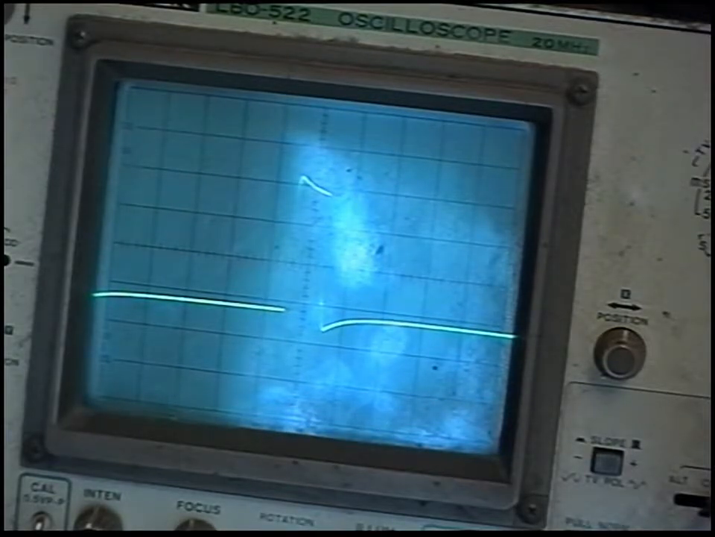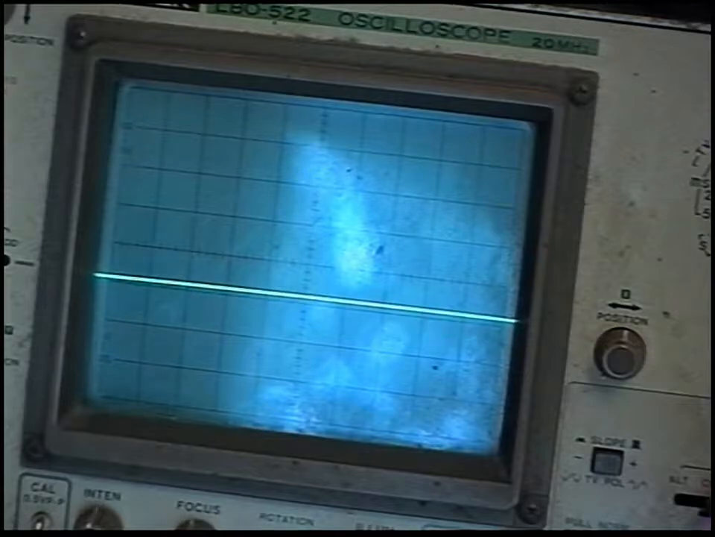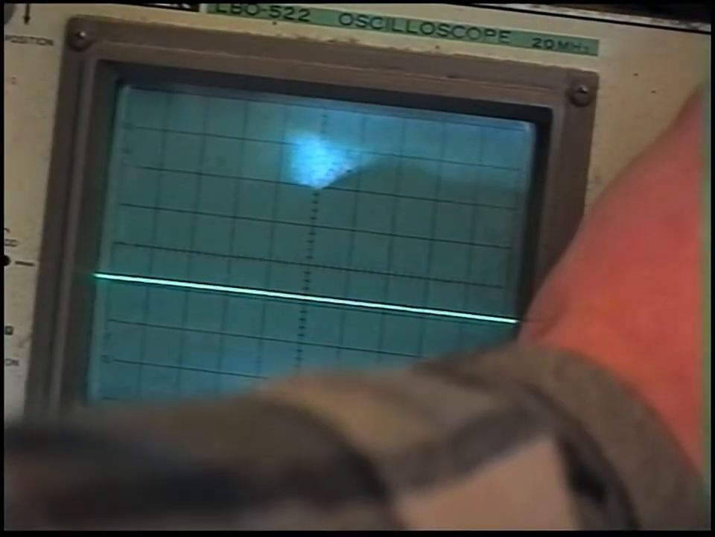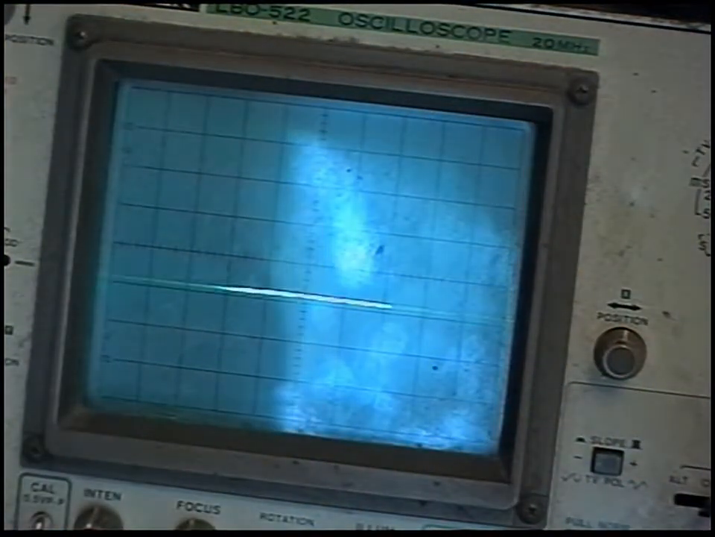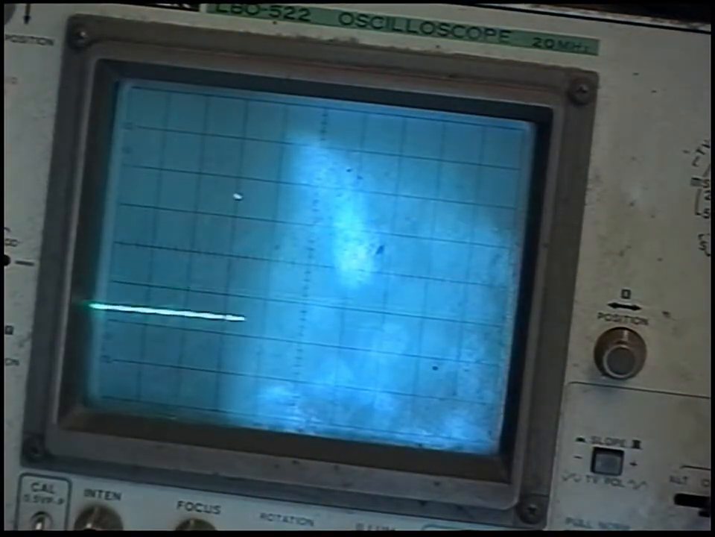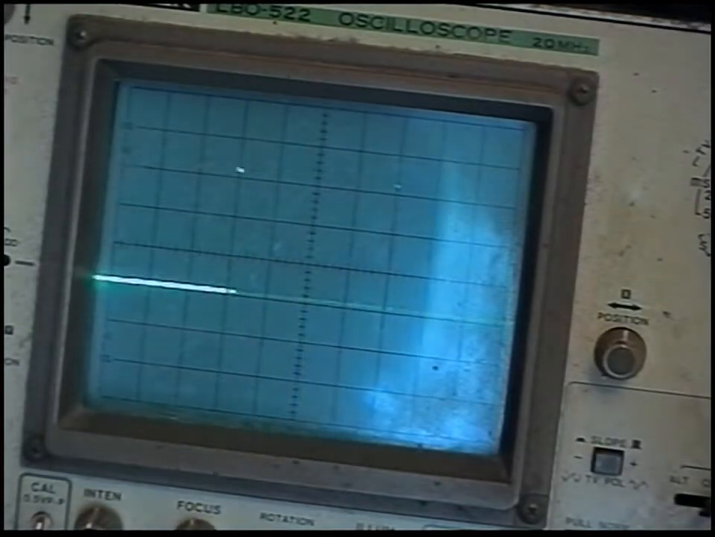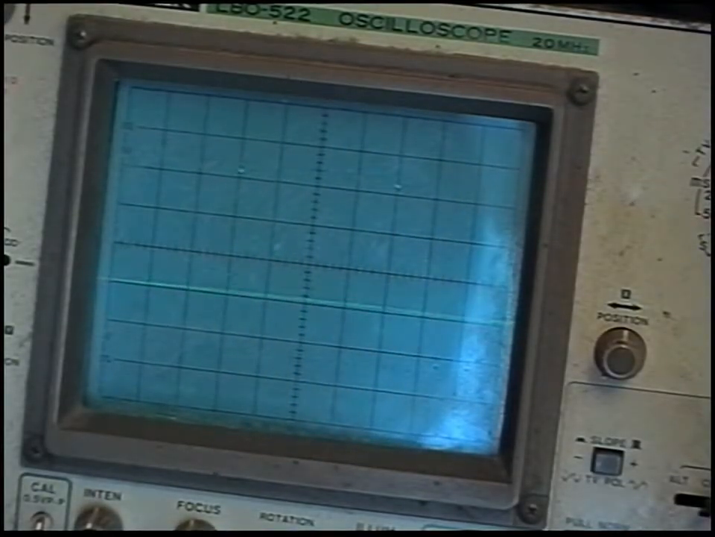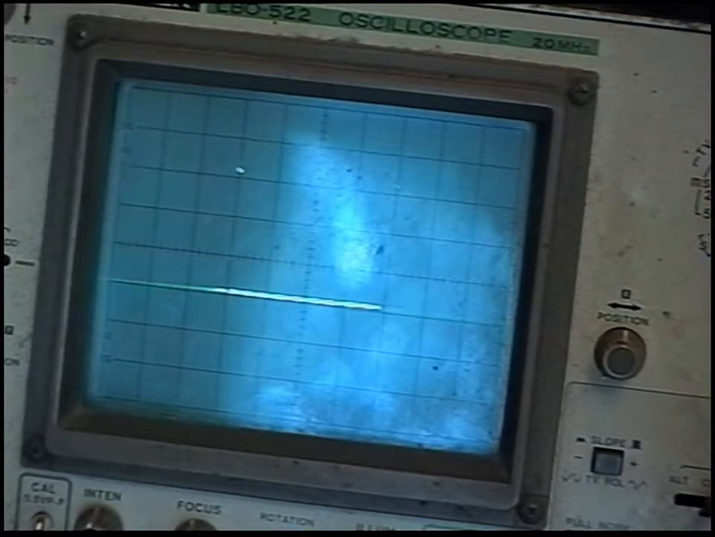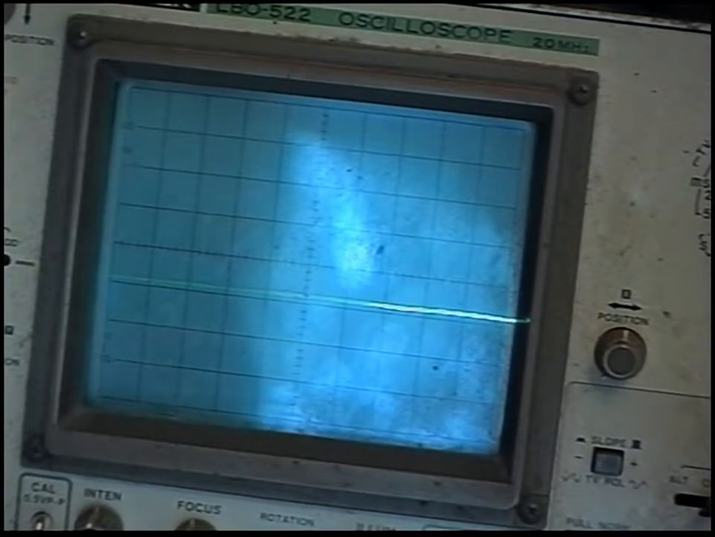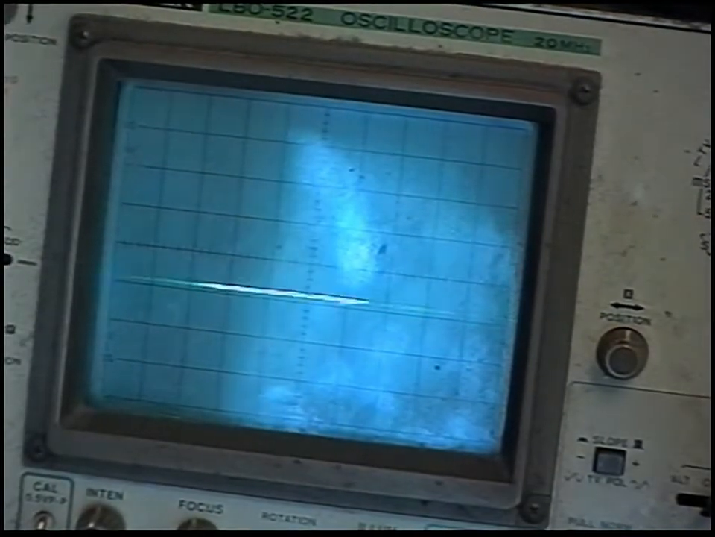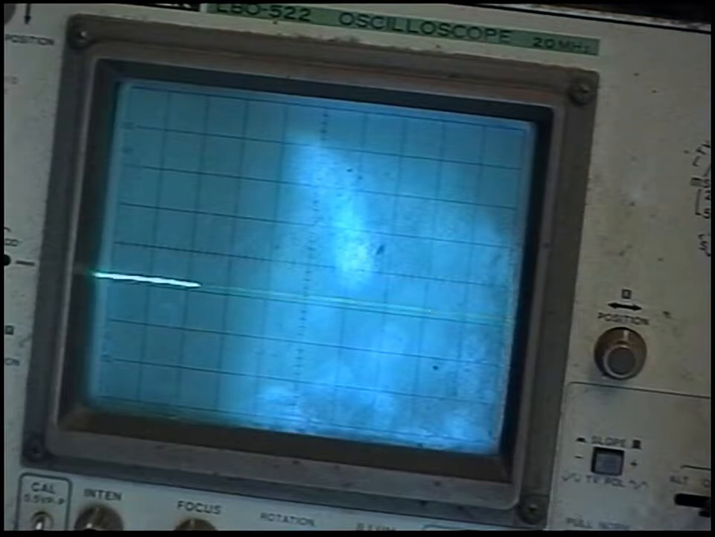And the vertical, let's change that. That's the vertical. That looks right as well. So we've got vertical and horizontal drive from the chip.